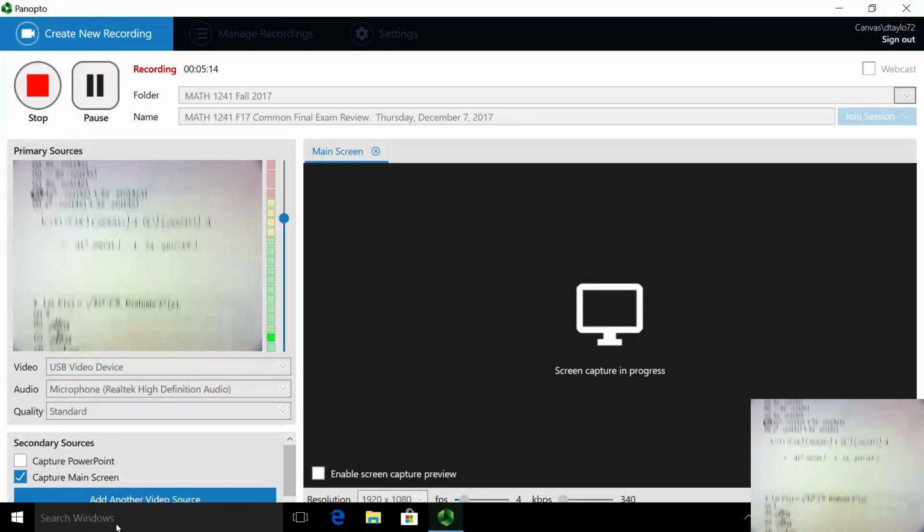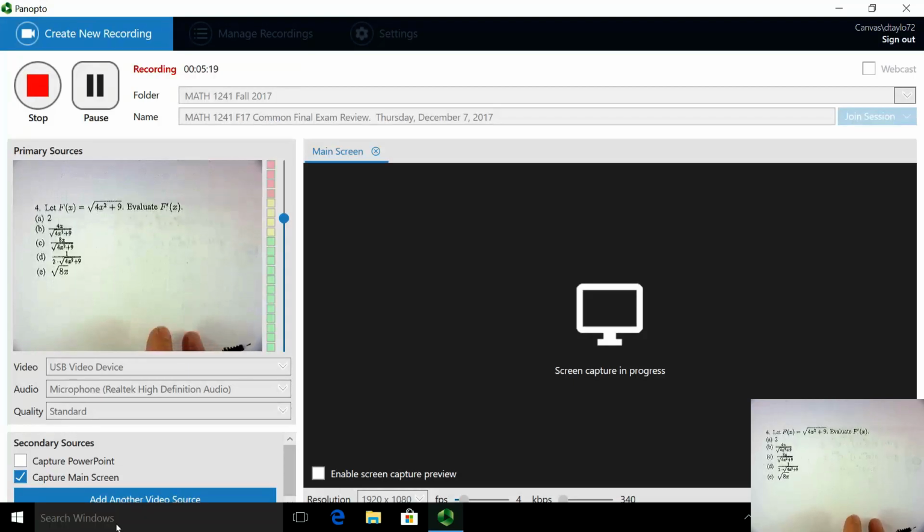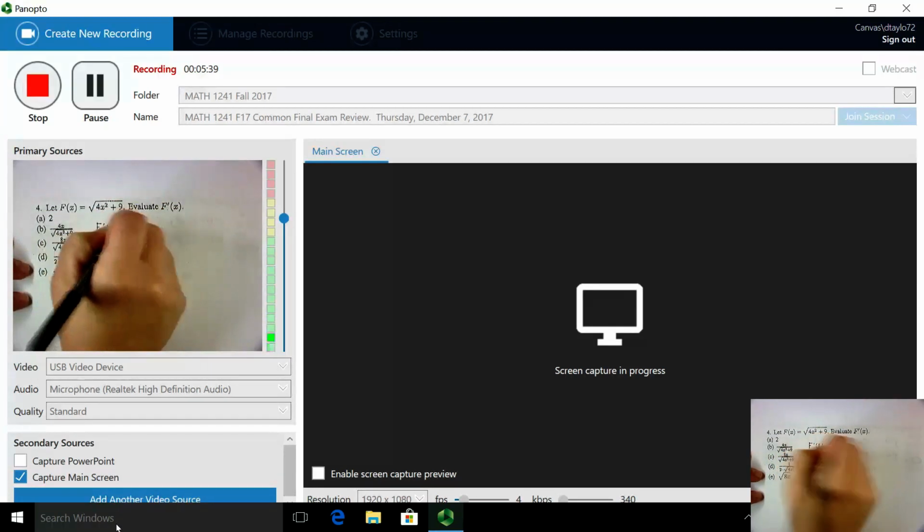All right, number 4. Gives me big F of x is equal to the square root of 4x squared plus 9. We would like to find the derivative f prime of x. So again, a chain rule problem here. We're going to find derivative of the outside times derivative of the inside. So big F prime of x is equal to.